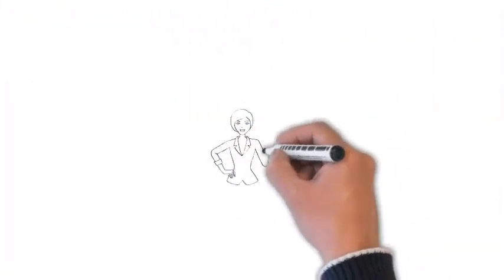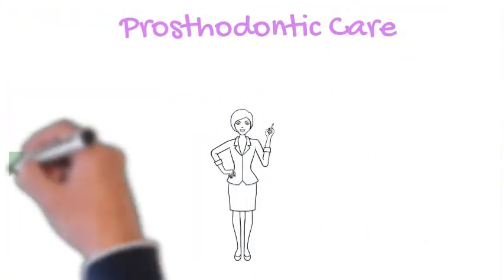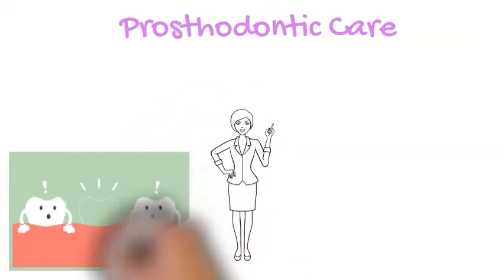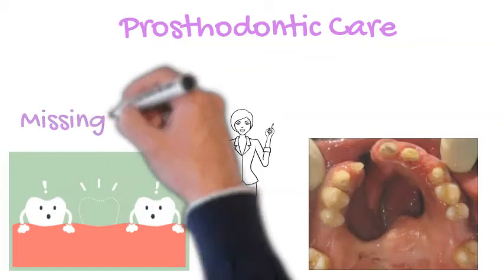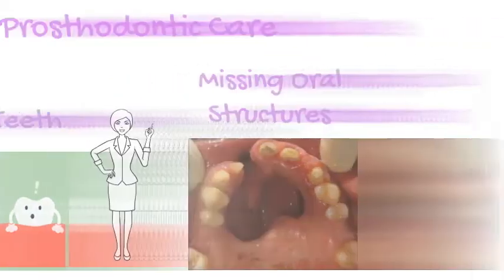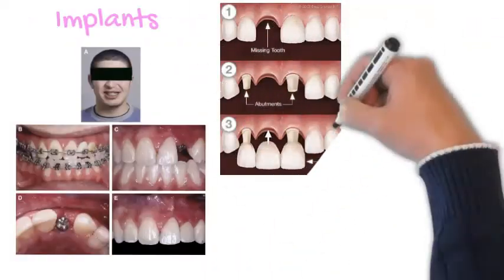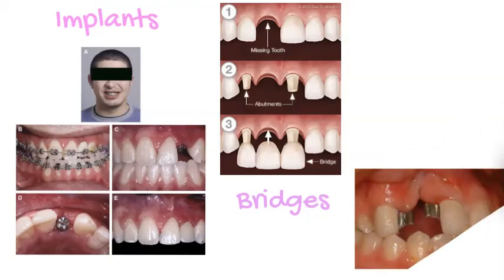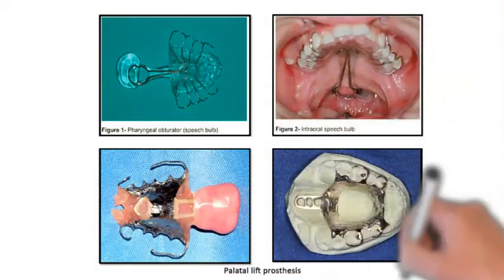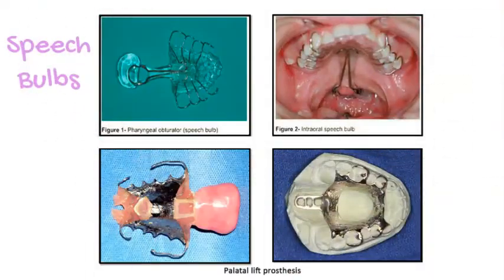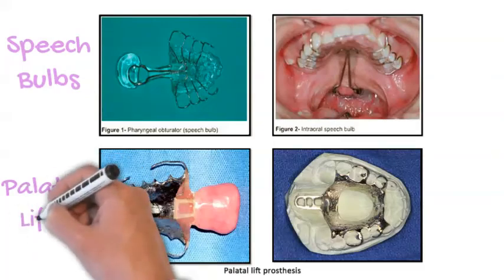What about prosthodontic treatment? How does it help? Well, this treatment is done to replace missing teeth and other oral structures with prostheses or orofacial appliances. Implants, crowns, and bridges are used to replace missing teeth, while palatal lifts and/or speech bulbs are used to seal off the palate from the mouth and improve speech.